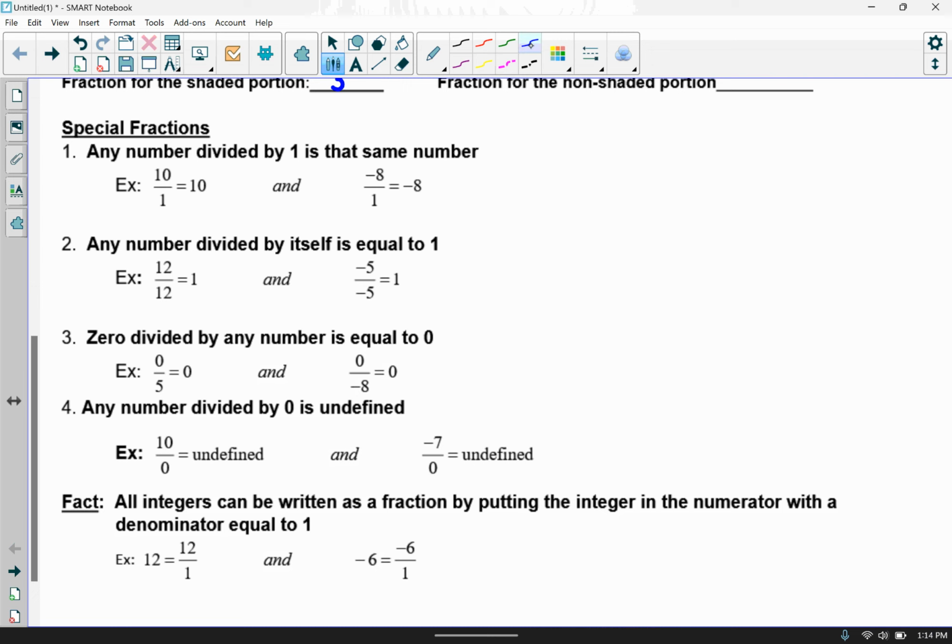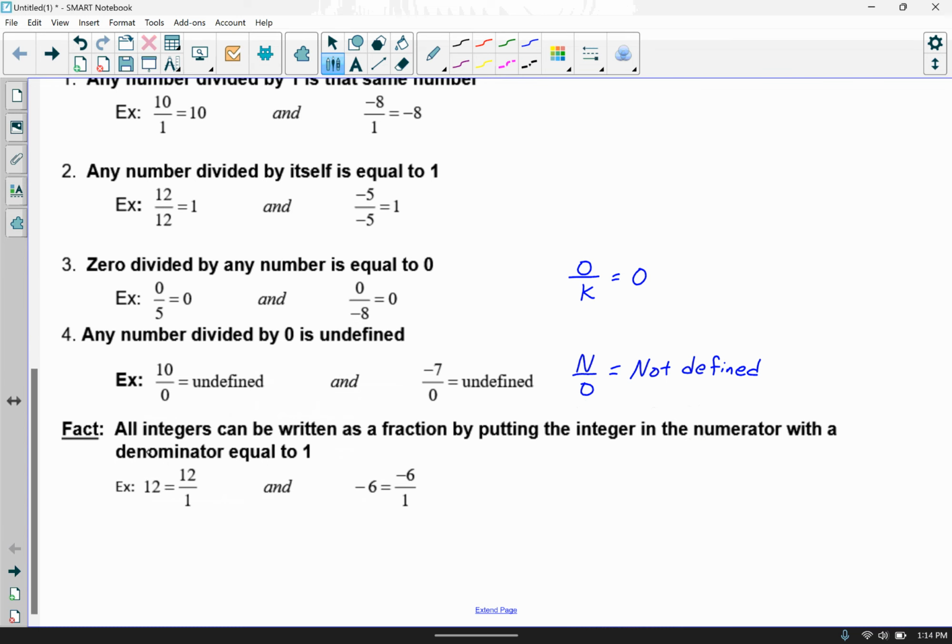A way that I help myself remember this is that 0 in the numerator is okay, and it equals 0. But if you put 0 in the denominator, NO, can't happen, it's not defined. So that's a little device that I use to help myself. So 0 up top, that's okay, and it's equal to 0. But 0 in the denominator, NO, can't happen, it's not defined.